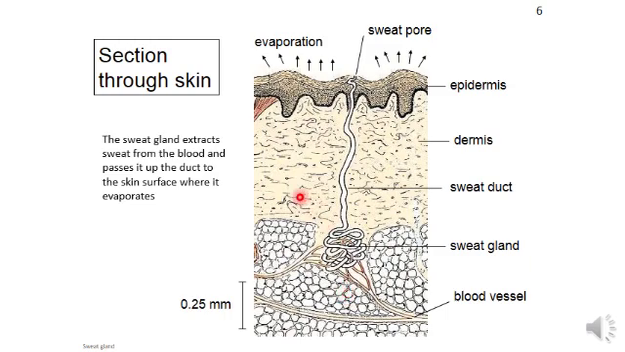How does it work? The sweat gland extracts sweat from the blood and passes it up the duct to the skin surface, where it evaporates. Sweat glands are actually a specific organ of the body which help in secretion. So one of the secretions here is sweat. Sweat is actually a waste product of the skin, and it is produced in the process of perspiration. When we get heated, the body produces sweat, and this sweat consists of salt as well, and it is eliminated through this duct from the skin, and then it is removed from the body.